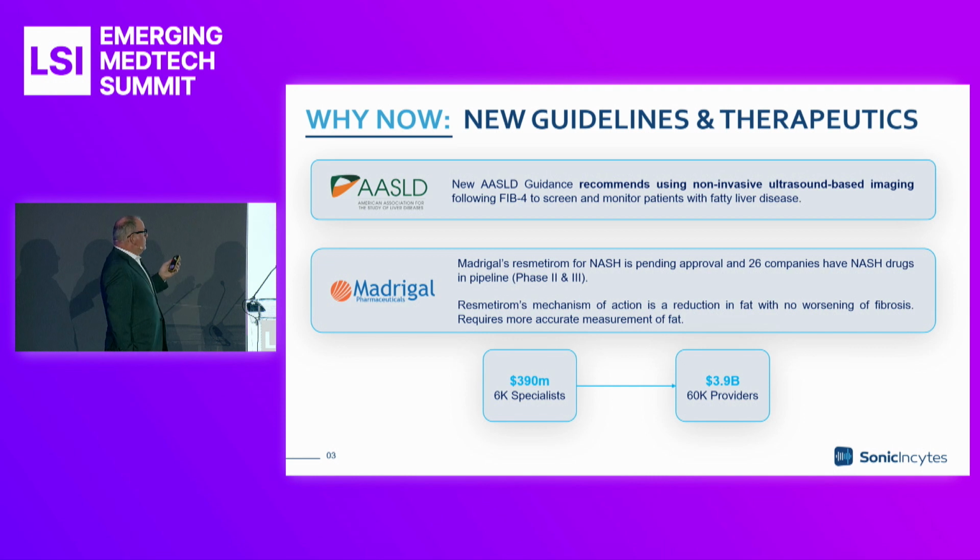We need guidance. The American Association for the Study of Liver Diseases just released its guidance for how you diagnose NASH and NAFL. And specifically what they call for is a FIB-4 blood test, followed up by liver ultrasound, which is what we do. In fact, what we measure is the elasticity of the liver, which correlates to fibrosis, and attenuation, which correlates to fat. Madrigal, as I said, there are drugs coming. Madrigal recently filed and had their NDA accepted for a drug that's designed to reduce fat and fibrosis. And there are 26 companies with drugs in the pipeline right now. So we're very excited, and we think this is the time for better tools.